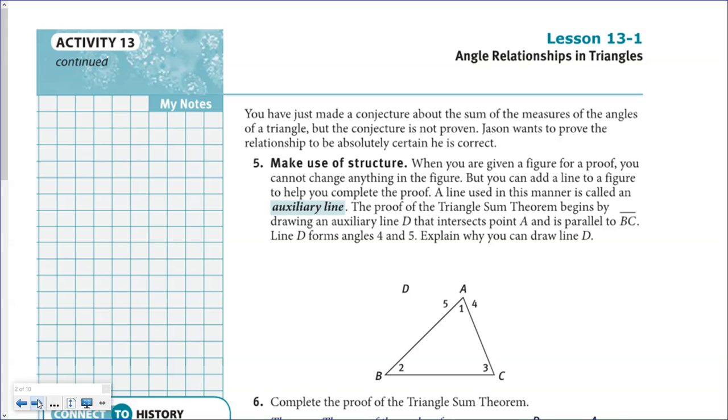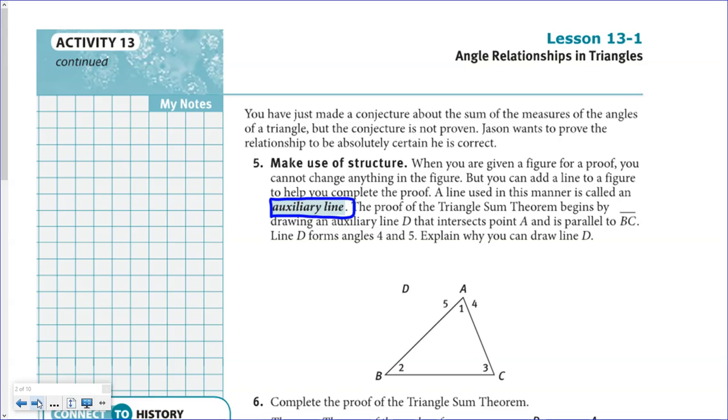So Jason wants to prove this relationship to be 100% certain about his information. So the book tells us when we are given a figure for a proof, you can't change anything in the figure. So I can't reorder the numbers that they give me or the vertices or anything like that. But I can add information to it. So we are going to be using specifically today an auxiliary line. That's just going to be a line that we are adding to the figure.